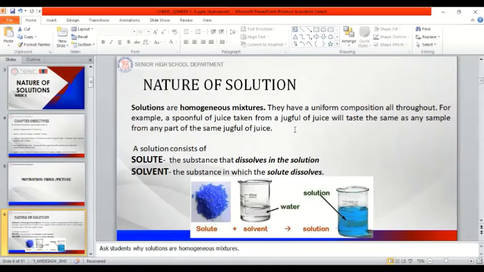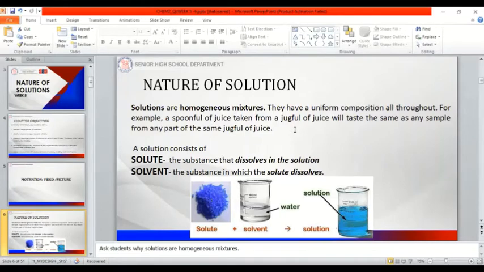So what composes the solution? First, we have a solute. It's the substance that dissolves in the solution, and second is the solvent. The solvent is the substance in which the solute dissolves.